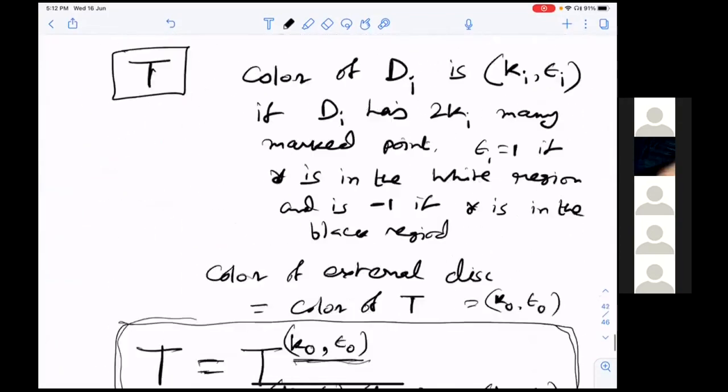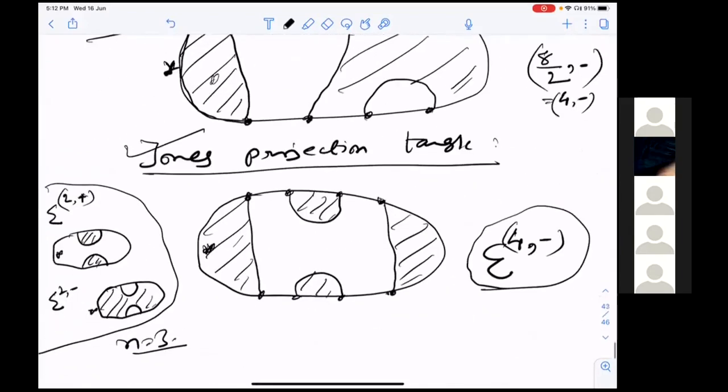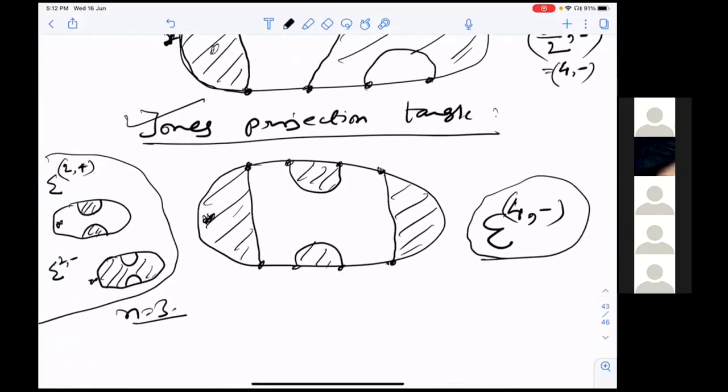Okay. And in this figure where I was describing, if we want to know the color of the external disk, which is the same as the color of the tangle, how many points are there? There are 8 points. So 8 by 2. And see, this is the distinguished arc, and the star is in the black region. So it should be minus. So is that fine? Yeah. And there is going to be only one distinguished arc. Yes, only one. So if we put the star here, this will be epsilon, some different angle, not this angle.